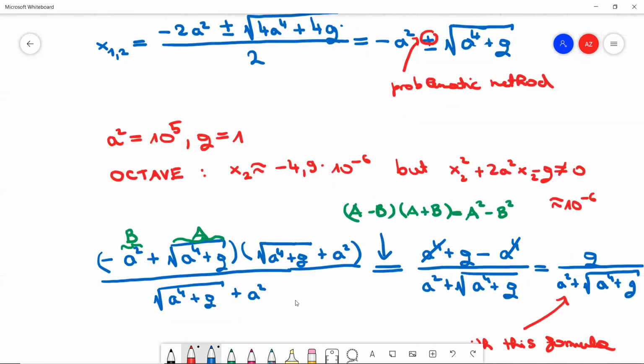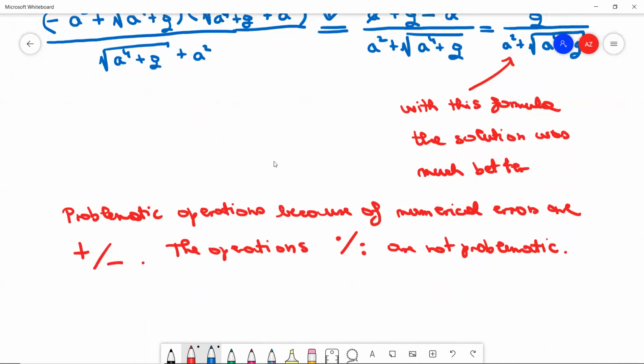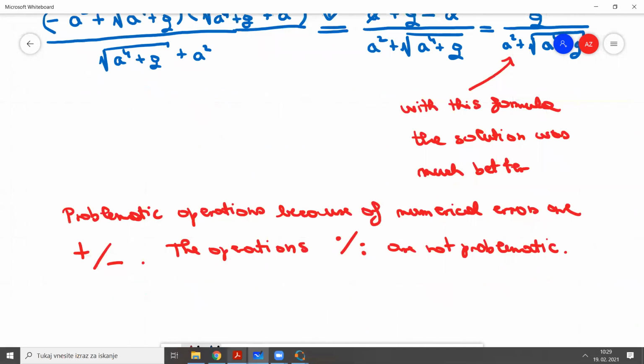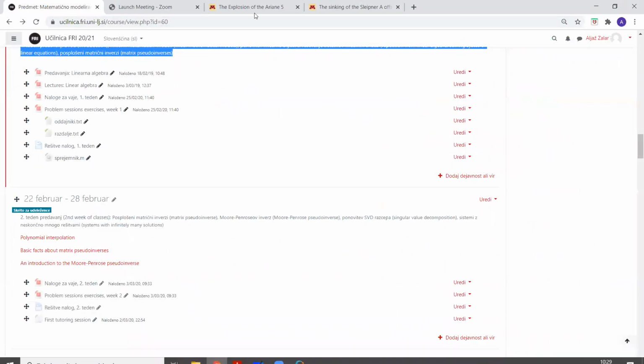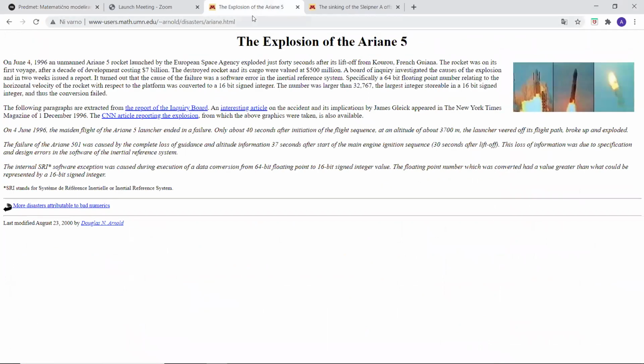And here I would like to stress two very well-known catastrophes caused by those numerical errors. Here I will show you the links. I will also put the links in the handouts, and you can read a little bit more about this, and there will be also a link to actual YouTube videos. So the first catastrophe was the explosion of the rocket Ariane 5.